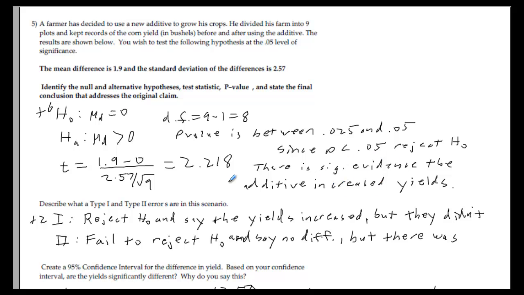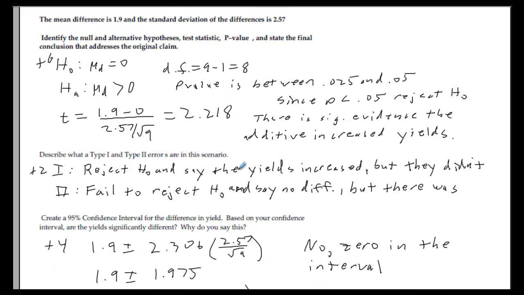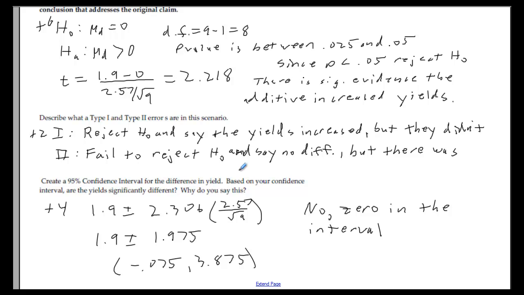Now, if you made this a two-tailed test and you doubled your p-value, then it would be greater than 0.05, and I accepted that as well. But I would encourage you to see that we're definitely seeing that the additive increases yields. It's definitely one-tailed, I believe, but I counted both. Type 1 would be reject and say the yields increased with the additive, but they really didn't. Type 2 would be do not reject, so there's no difference with the additive, but there really was.